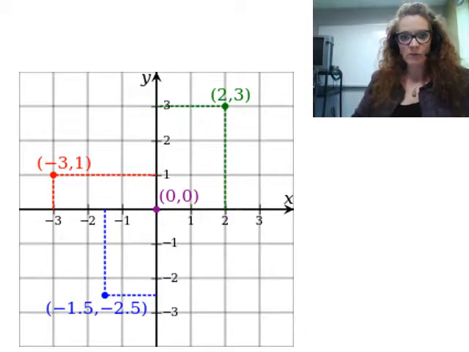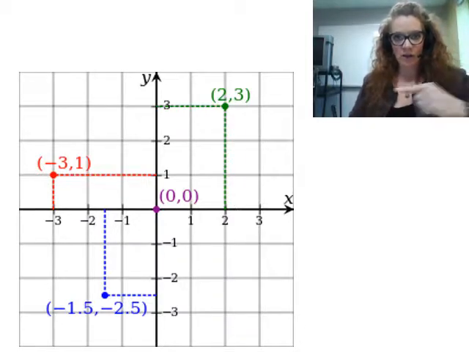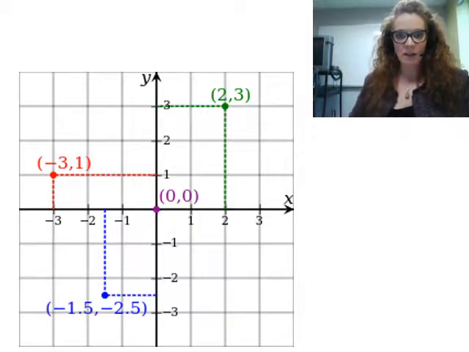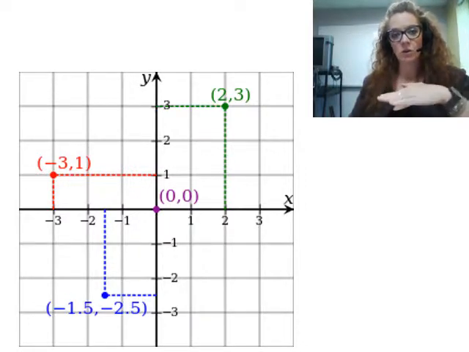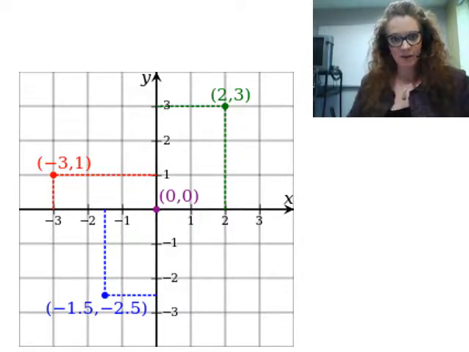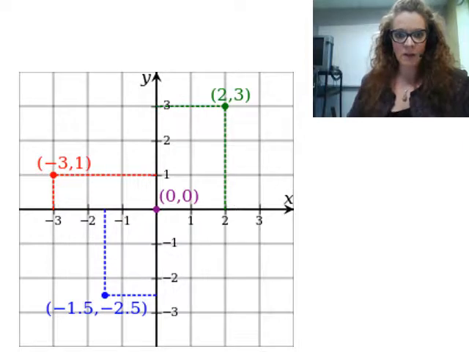Okay, just a quick review of plotting points. Make sure you go in the house and up the stairs. So let's look at our green set of coordinates first. The value is 2, 3. They always give the x value first, the y is always second, and your x value is your horizontal. Go in the house. So we always start at the origin, which is 0, 0, that purple one there. And we're going to go 2 in the house, and then 3 up.